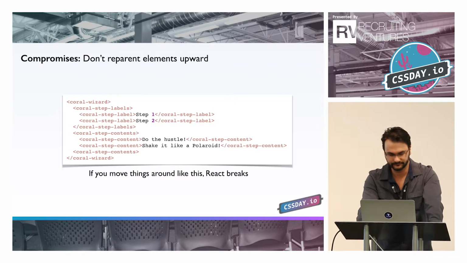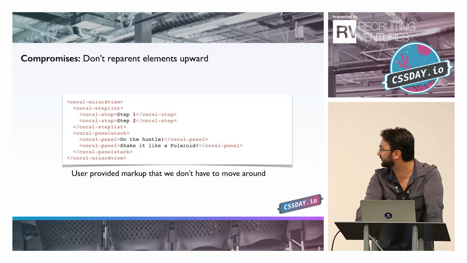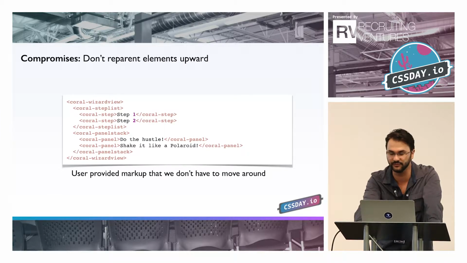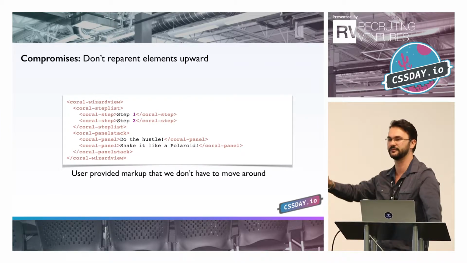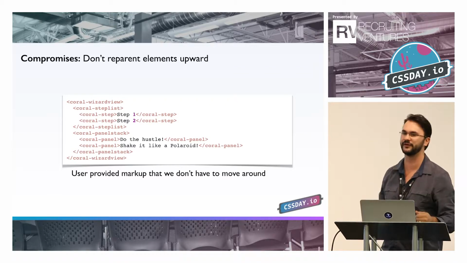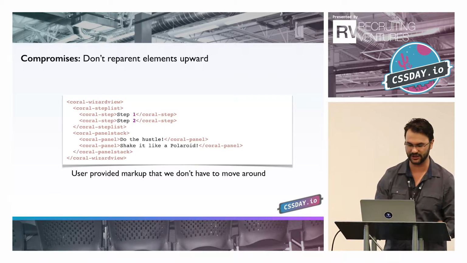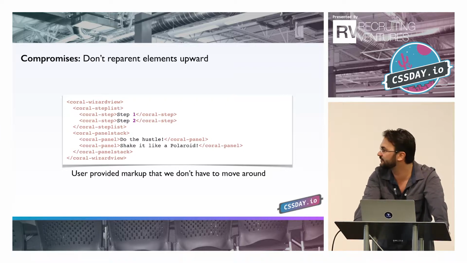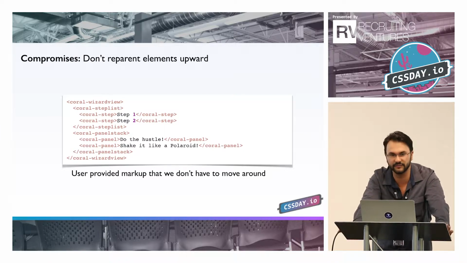So it explodes. So the compromise is this. If the user provides some content that we want to move around, we can't move it up in the DOM tree. We can only move it down. React will still find it if we nest it deeper, but it won't find it if we nest it more shallow, upward. So the solution for this particular problem was a bit of a compromise.